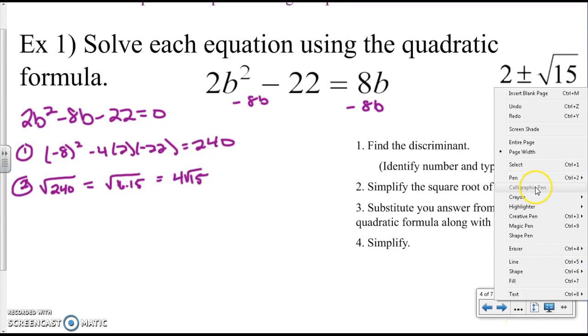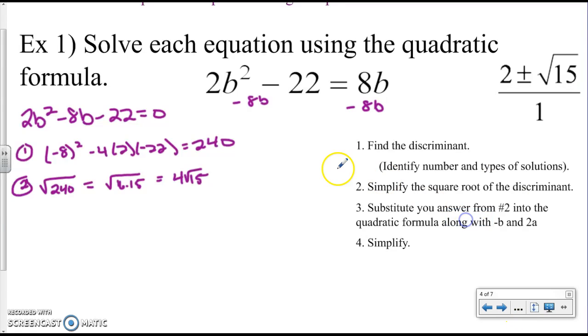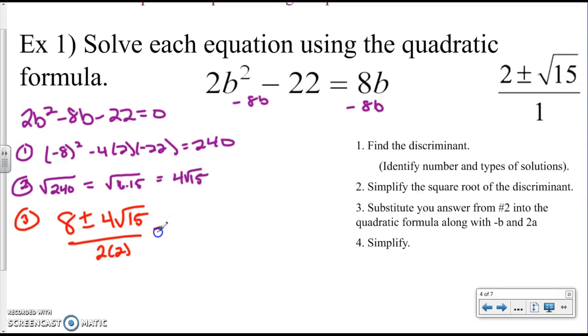Plug this in the quadratic formula, we end up with the opposite of b plus or minus the square root of our discriminant. So we got 4 square root of 15 all over 2 times a, which is 2. Okay, and this goes into step 4. Go ahead and simplify.